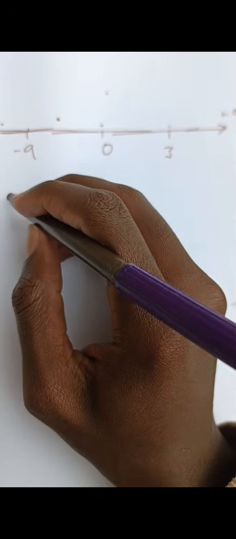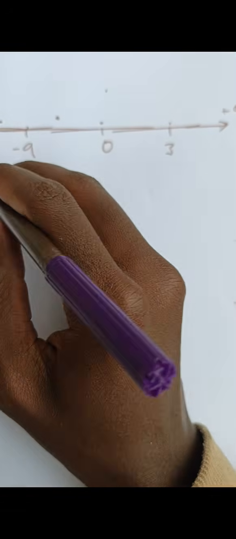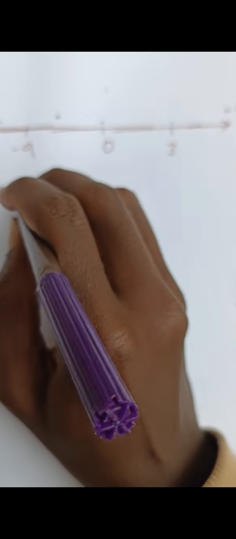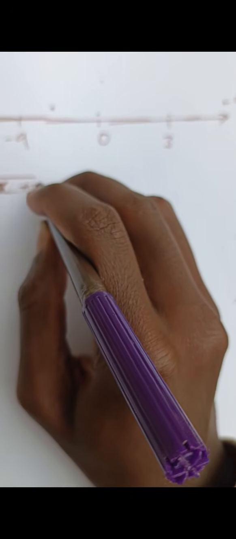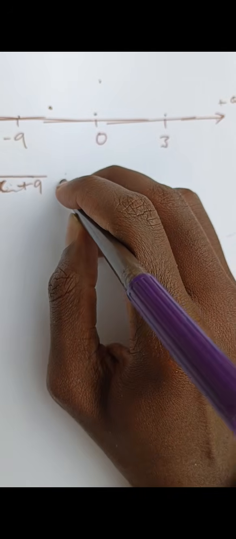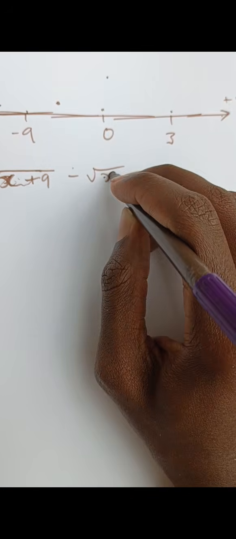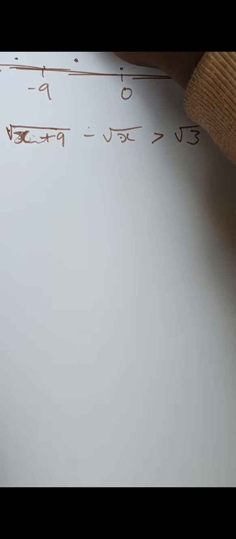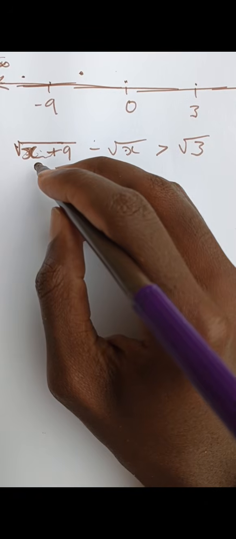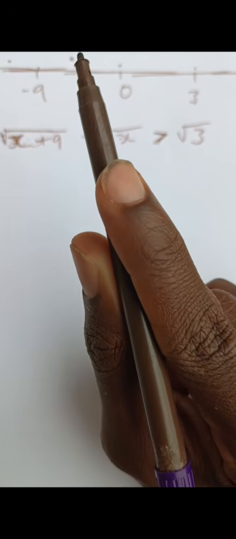So to test those regions, we are going to use this equation which they gave us in the actual question. Square root of x plus 9 minus square root of x less than square root of 3. Okay, these are what we are going to use. And then, the only thing that I'm going to do, I want you to take note of this.